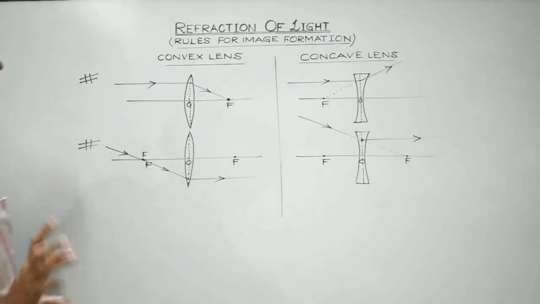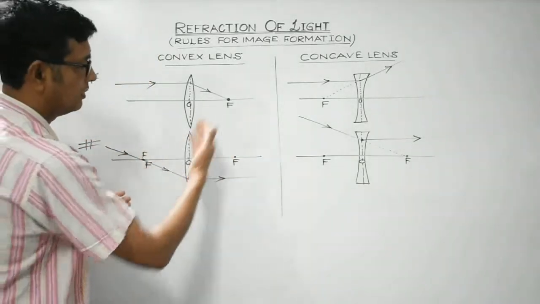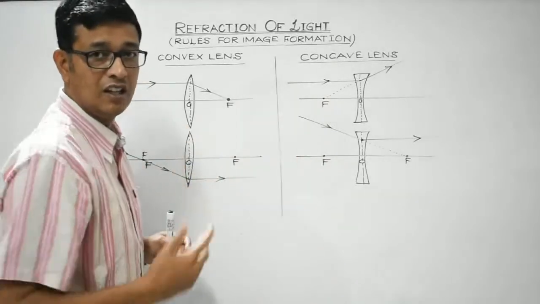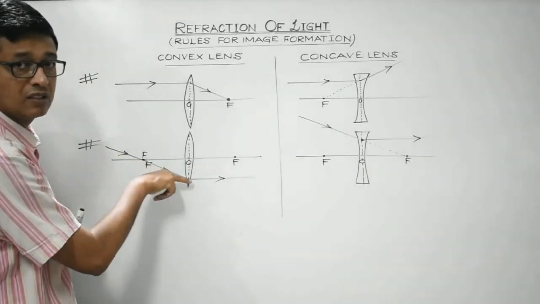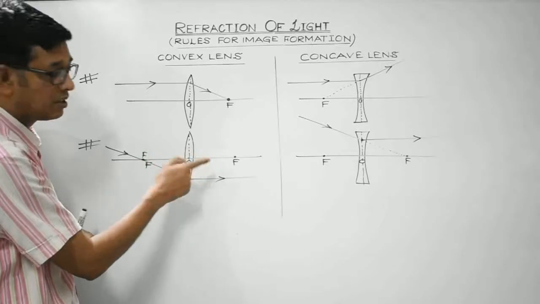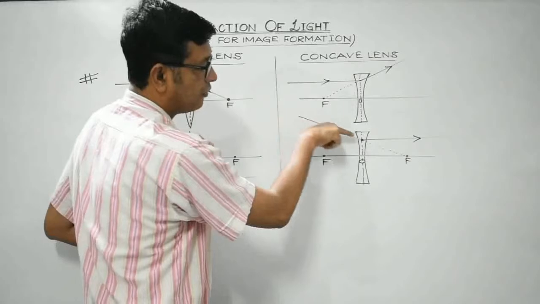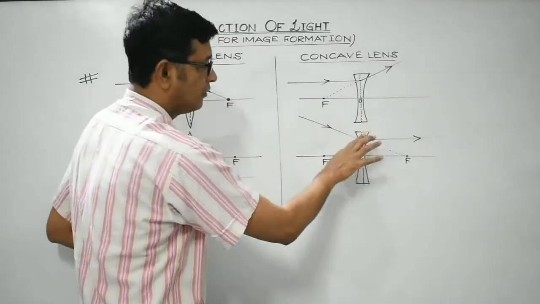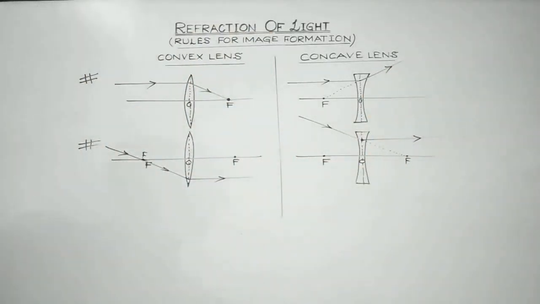Right? So again I repeat, both the rules are the vice versa of each other, and it's applicable for both convex lens as well as for concave lens. The rule number two is, incident ray passing through the focus, after refraction, becomes parallel to the principal axis, right? In this case, the incident ray which tends to pass through the focus, after refraction, becomes parallel to the principal axis. So that's rule number two, right? This is rule number two.